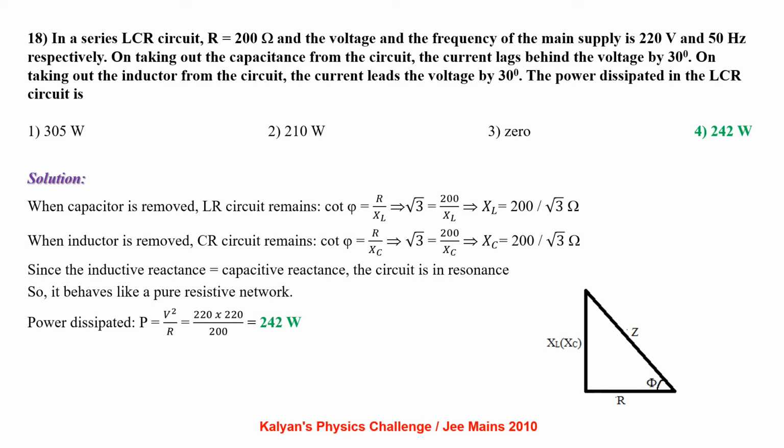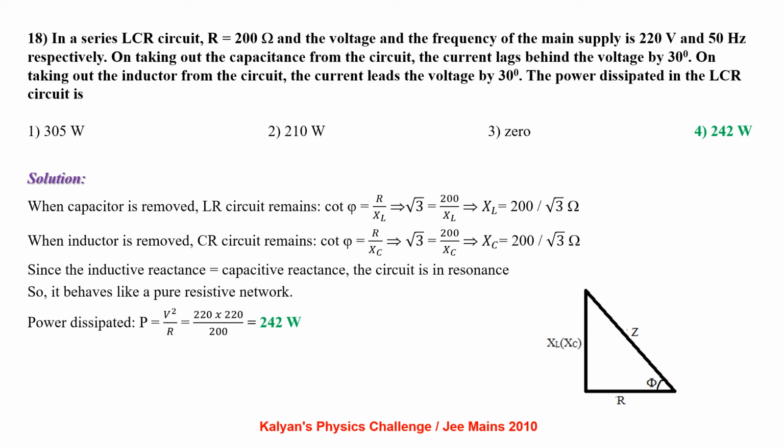Initially, it is an LCR series circuit. Now when the capacitor is removed, only inductor and resistor will remain in the circuit. Tan phi we can write as R by XL. From there 1 by root 3 equal to 200 by XL, we get XL equal to 200 root 3 ohm.